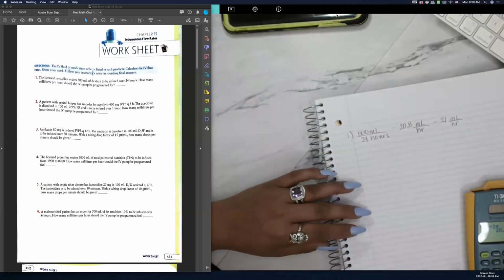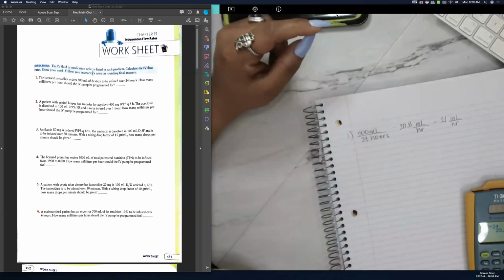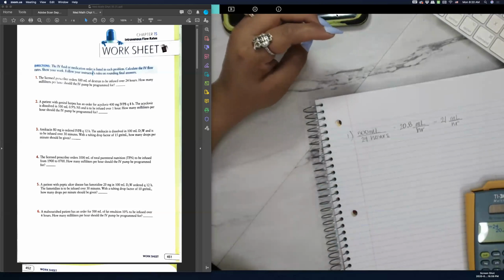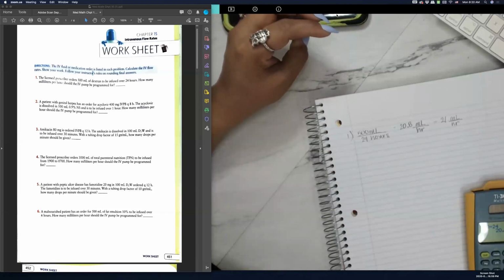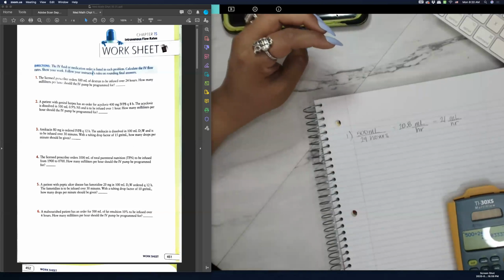Okay, number 2, a patient with genital herpes has an order for acyclovir 400 milligrams IV PB Q8 hours. The acyclovir is dissolved in 100 milliliters of 0.9% NS and is to be infused over 1 hour. How many milliliters per hour should the IV pump be programmed for?